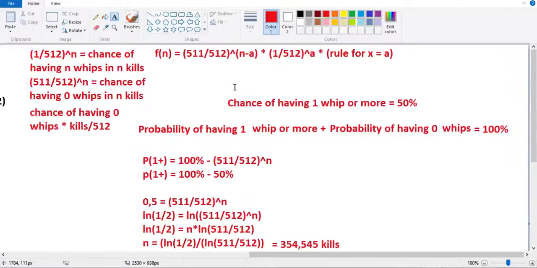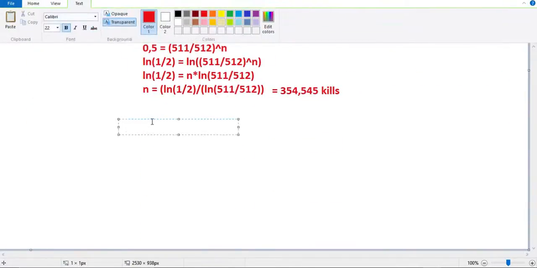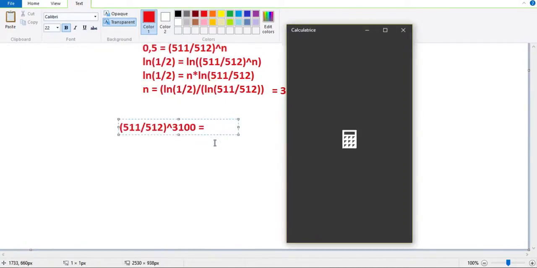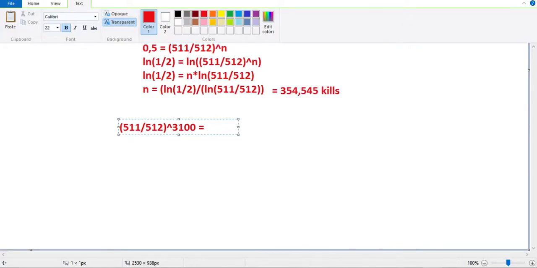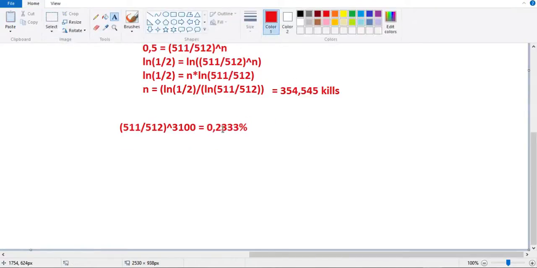That's what's important, not the probability of having 1 in 1000. So I got my first whip at 3100, right? So what you want to do is 511 divided by 512 to the 3100. I got near like 3150. This is how unlucky I was. .233%. I was in this percentage of people who didn't get a whip after this amount of kills.